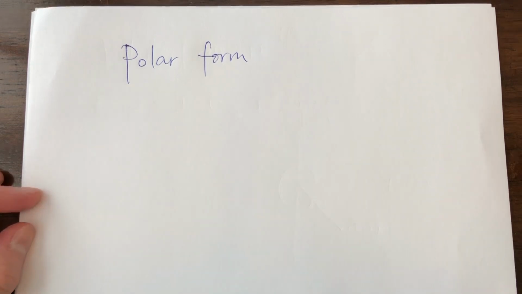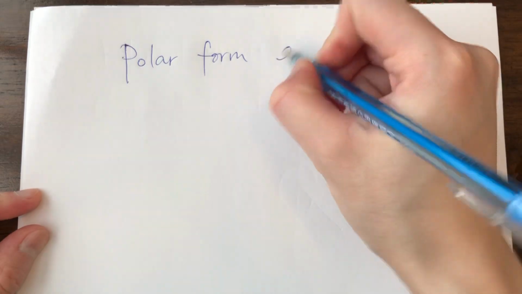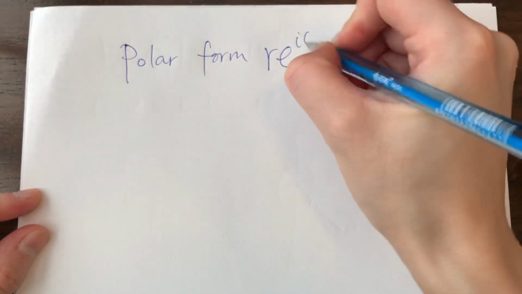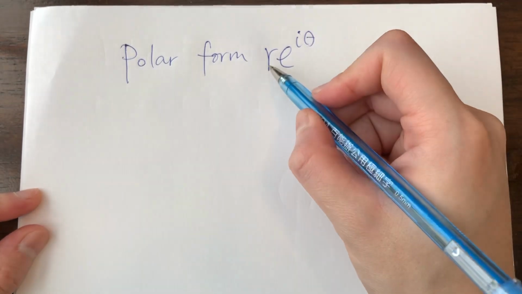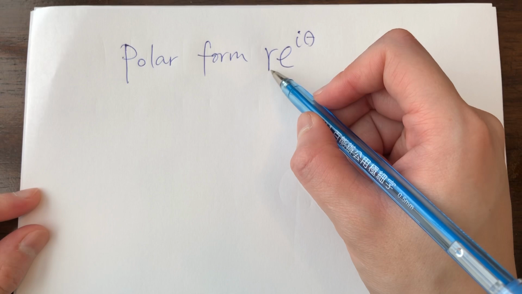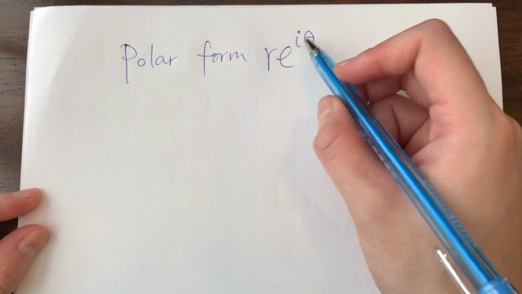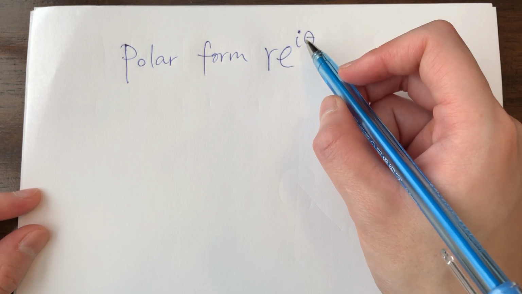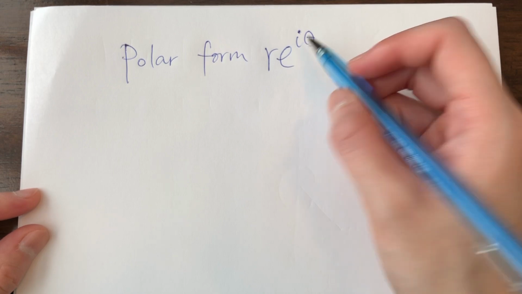Okay, in this video, we will see how to write a complex number in the polar form. So the polar form means r times e to the i theta. And r is called the modulus, or you can think of it as the radius. And theta we call the argument, but you can think of it as the angle.